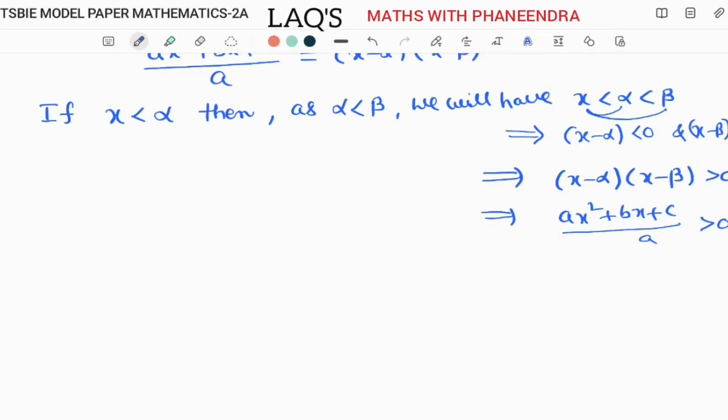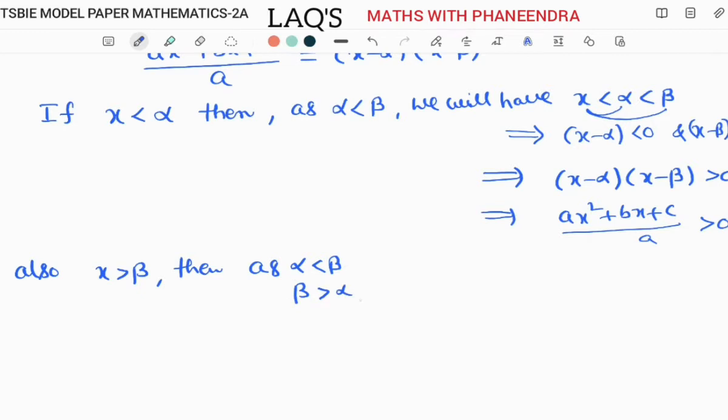On the other side, we have also x is greater than beta, then as alpha is less than beta, that means beta is greater than alpha only.